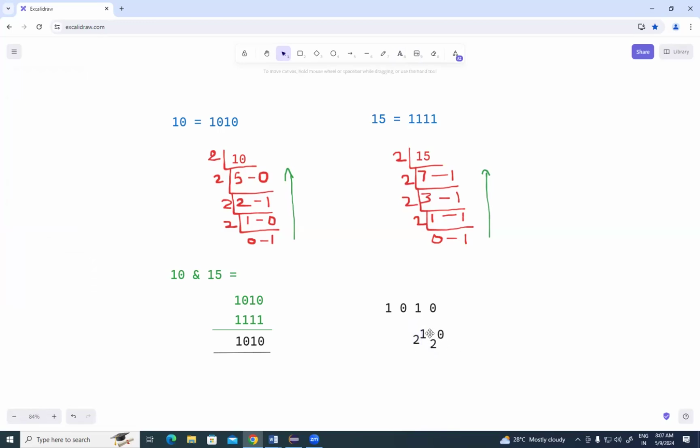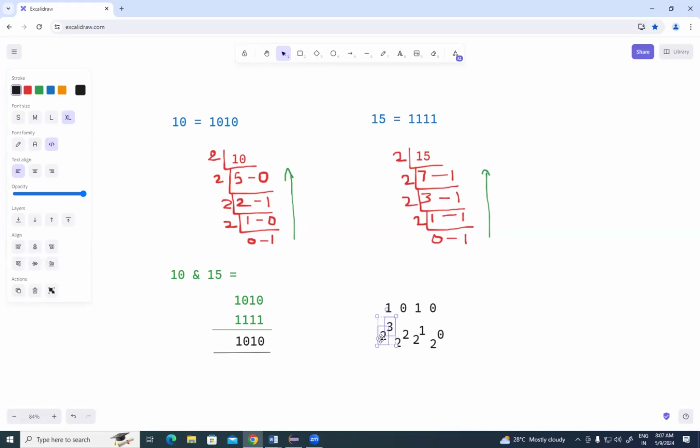Folks, please understand. This is 2 power 1. This is 2 power 0. Okay, I'm not getting exactly, but I can write. This is 2 power 2. And this is 2 power 3. At least I can move it like this.